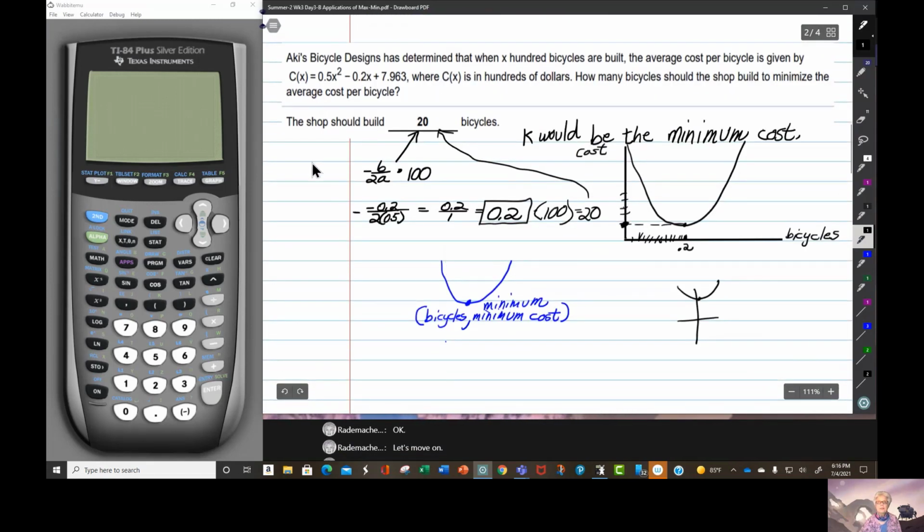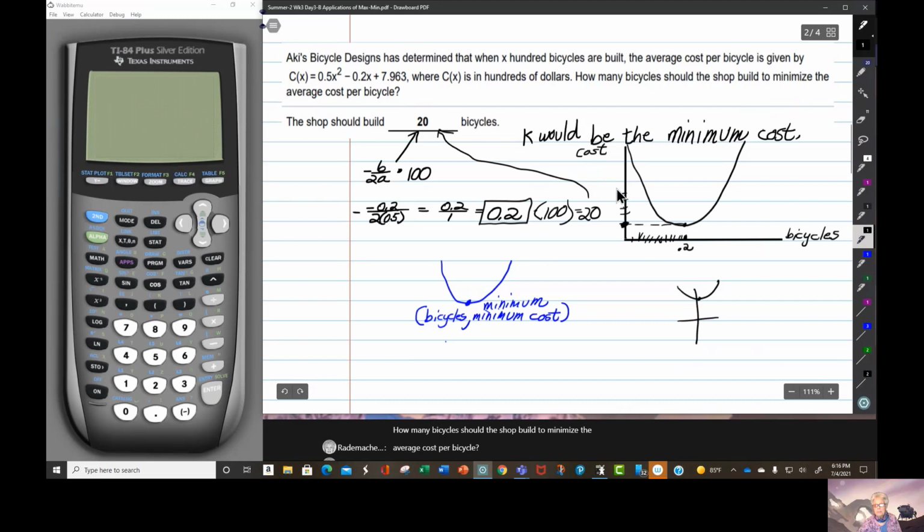We've got Aki's Bicycle Designs, and I picture them in my mind as being a bicycle shop on Dixon Street in Fayetteville. Aki's Bicycle Designs has determined that when x hundred bicycles are built, the average cost per bicycle is given by this function, C of x, where C of x is in hundreds of dollars. How many bicycles should the shop build to minimize the average cost per bicycle?